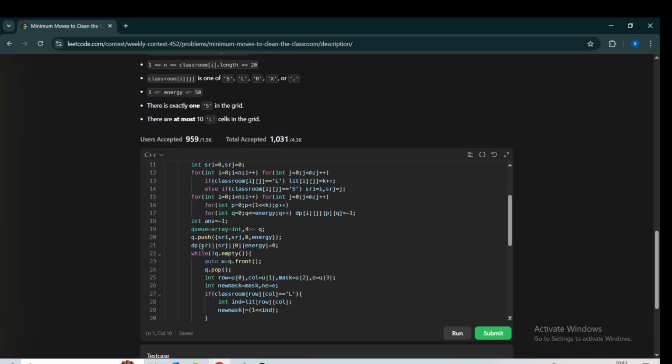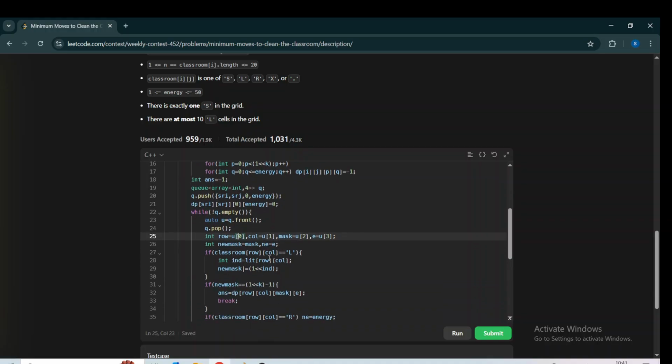The initial state is source I, source J, mask is 0, and energy is marked as 0. So row is U0, column is U1, mask is U2, and energy is U3. U is the tuple we are storing in the queue. Now our new mask is mask and new energy is E.